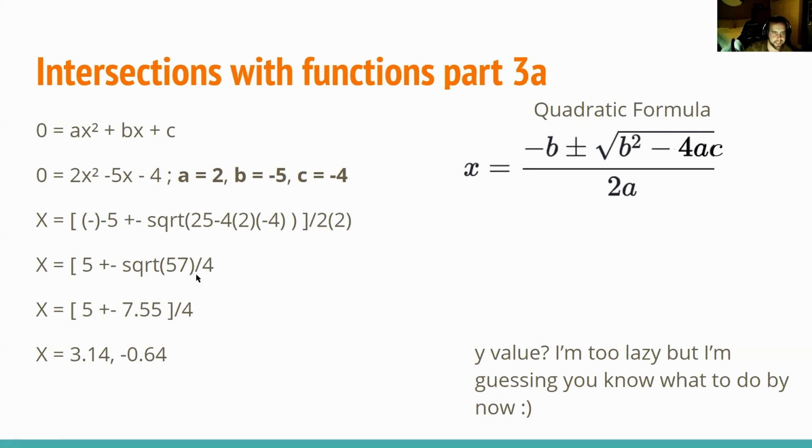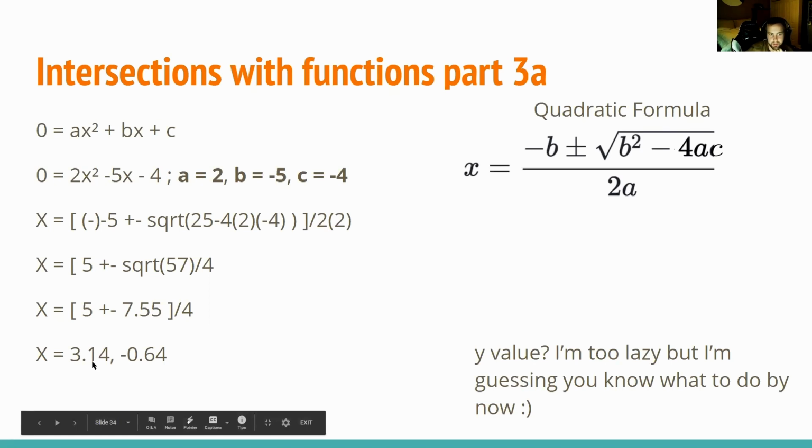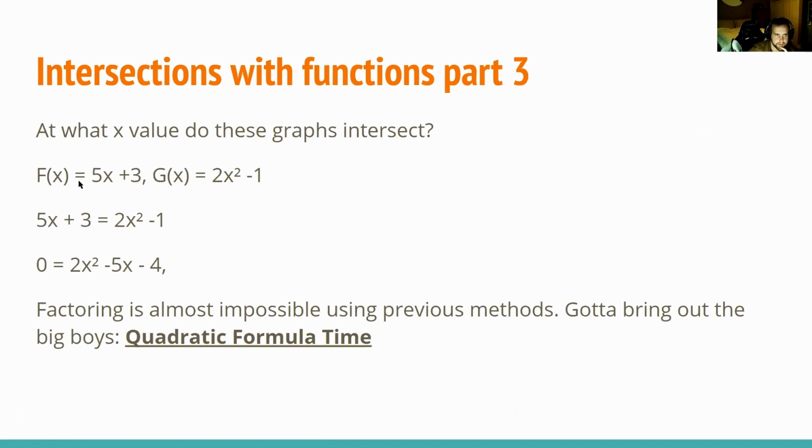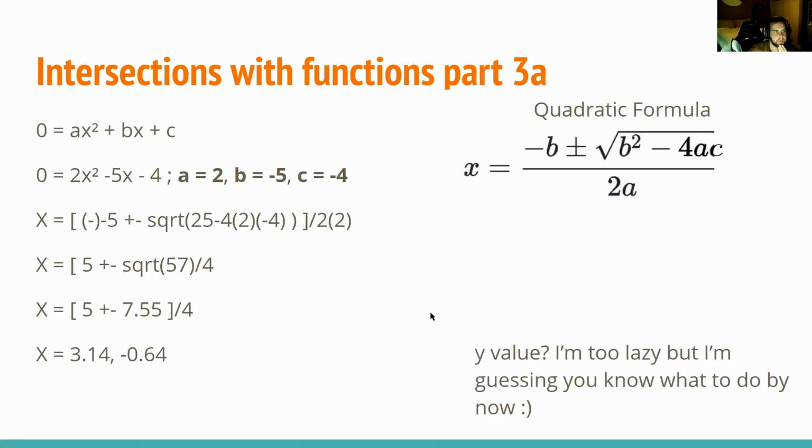I realized that I didn't put that square bracket in, but you'll see that I did in the next line. Solving for that, we get x is either equal to 3.14 or negative 0.64. I'm too lazy, but you just plug that into the functions we got earlier, either f or g, and we would solve for our y value.